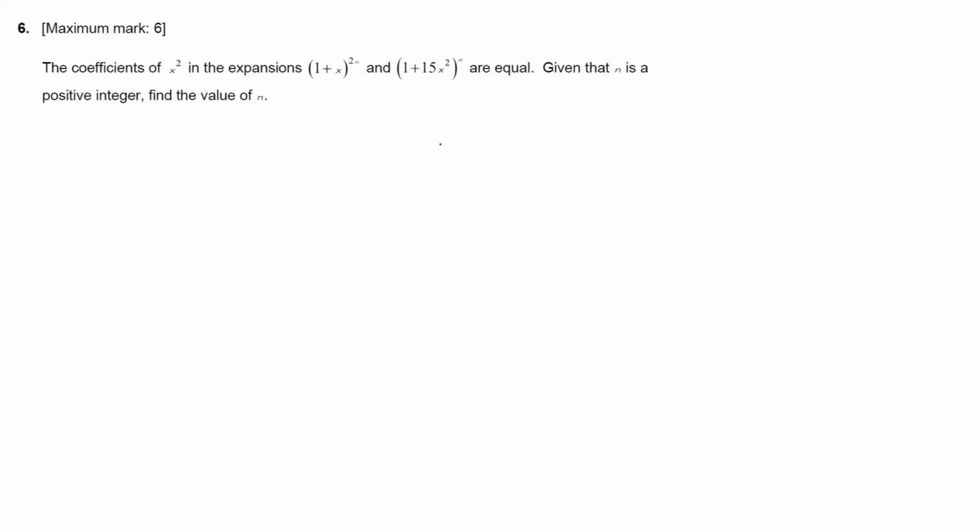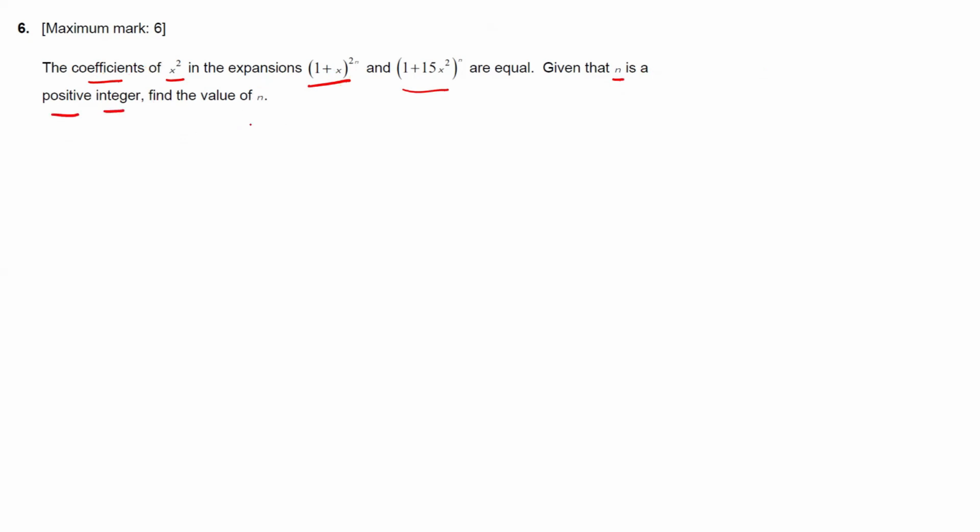All right, question number 6. Let's read the question first. The coefficient of x squared in the expansion of (1 plus x) to the power of 2n and (1 plus 15x) squared to the power of n are equal. So the coefficients of this are equal. Given that n is a positive integer, find the value of n.